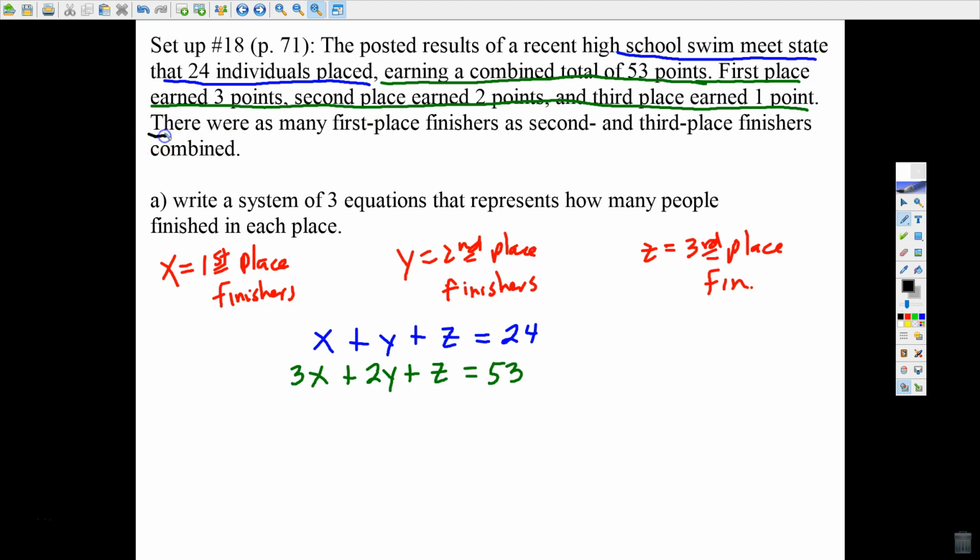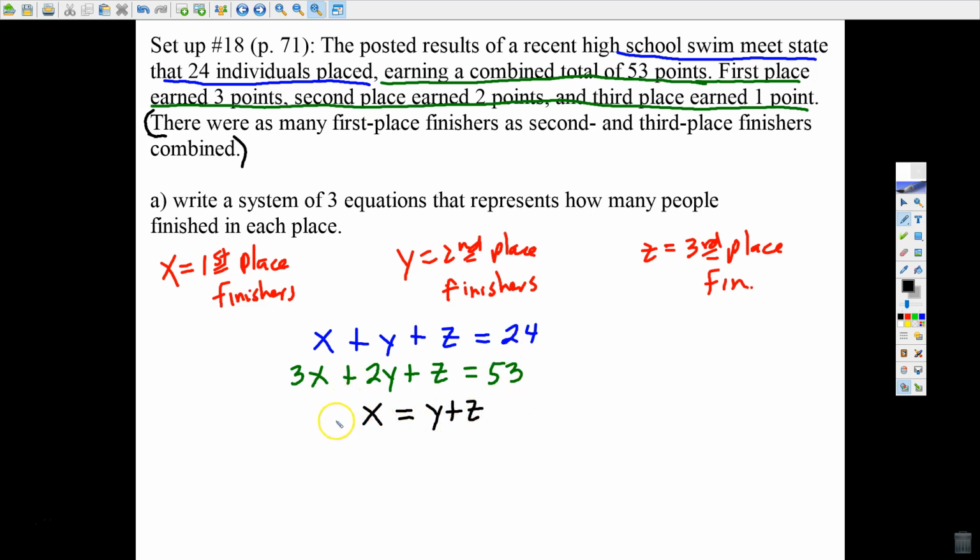And then finally, I guess we'll just do black. This last sentence contains information for our third equation. There were as many first places as second and third combined. So that's pretty easy. We just say the first place finishers were equal to the sum of the second and the third. So you can do this if you like. I'll just give you a quick glimpse into substitution in just a second.